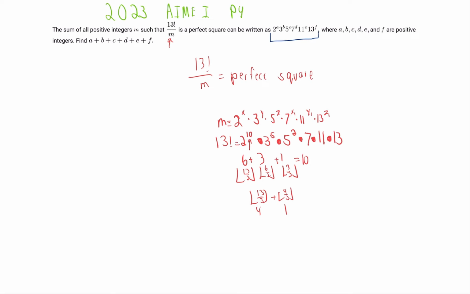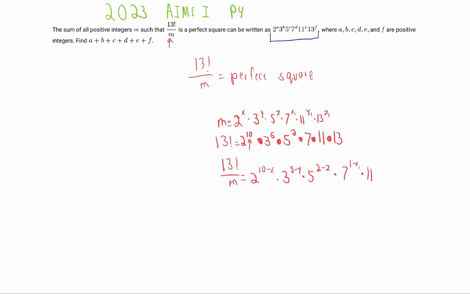Okay, so now we know what 13 factorial is. Now let's divide 13 factorial by m. That's going to be equal to 2 to the 10 minus x times 3 to the 5 minus y times 5 to the 2 minus z times 7 to the 1 minus x1, times 11 to the 1 minus y1, times 13 to the 1 minus z1.